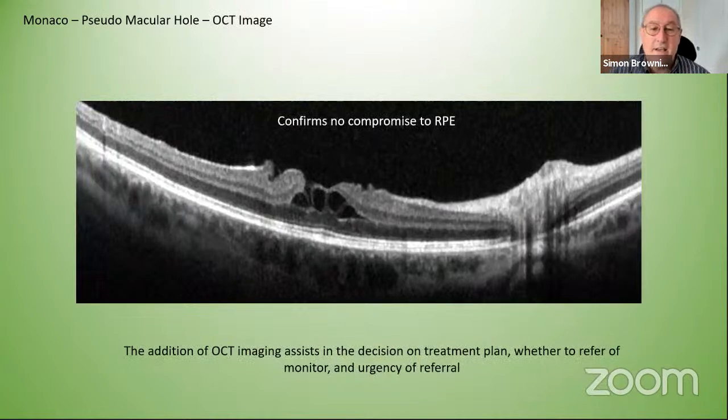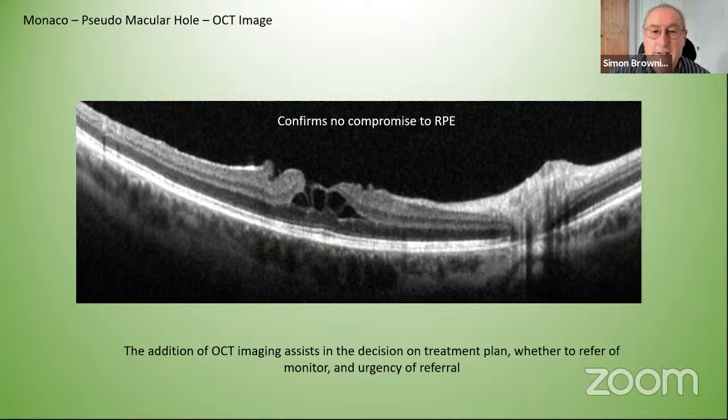Introduce the OCT in there, and you have a pseudomacular hole. This immediately confirms to you there is no compromise to the retinal pigment epithelium. And so if you're thinking, well, is this a macular hole that needs immediate treatment? I've got to get them there as soon as possible. This will change your thinking. This will inform your thinking far more.